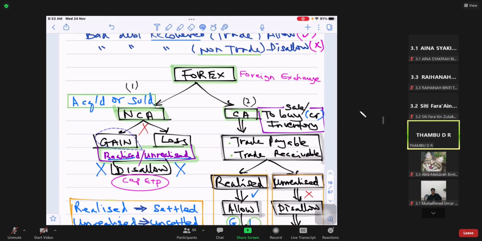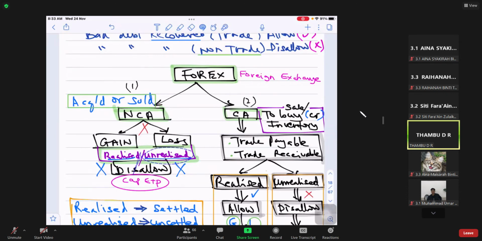Gain, not allowed. Loss, not allowed. What is the meaning of realized and unrealized? Realized means you have already paid. That means the 1,000 I told you just now, the difference between 6 and 5. Realized means you already paid and the profit or loss has occurred. Unrealized means you haven't paid. You haven't paid, but at the end of the year, you are preparing the balance sheet.